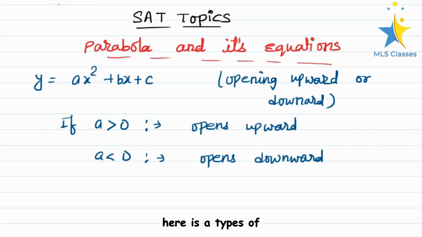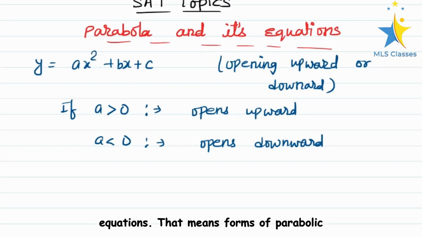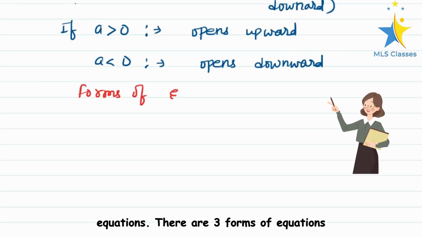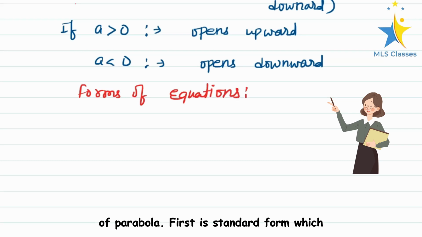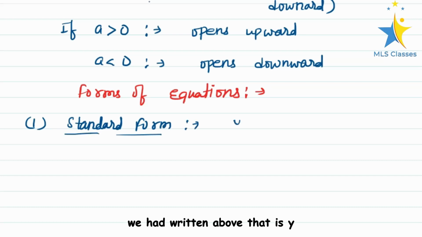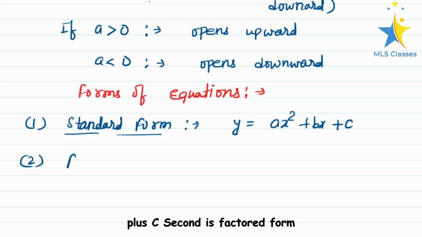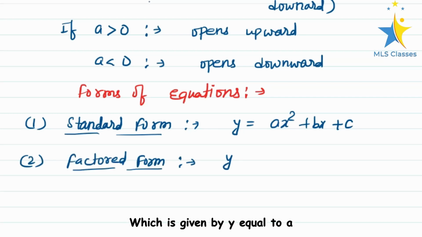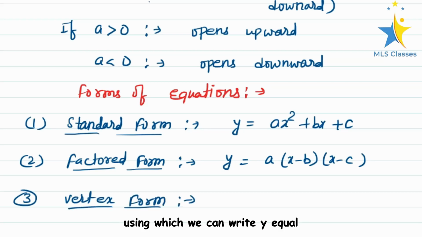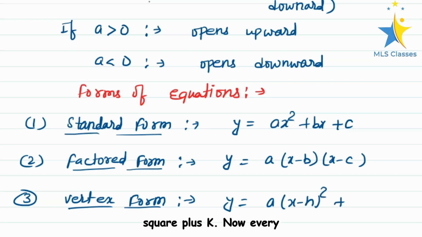Now, what we have to know here is types of equations, that means forms of parabolic equations. There are three forms of equations of parabola. First is the standard form, which we had written above, that is y equal to ax square plus bx plus c. Second is factored form, which is given by y equal to a times (x minus b) times (x minus c). Then we have vertex form, which is y equal to a times (x minus h) whole square plus k.